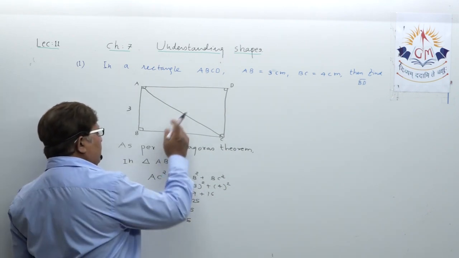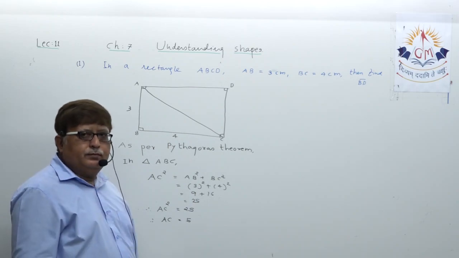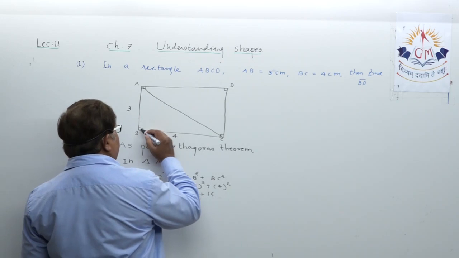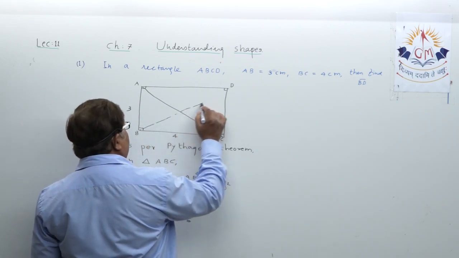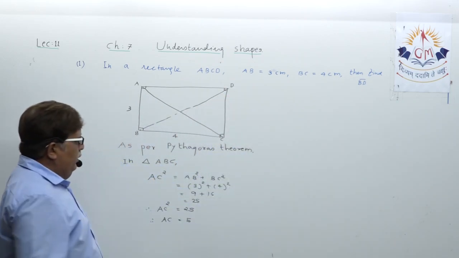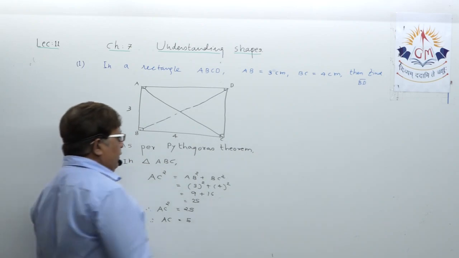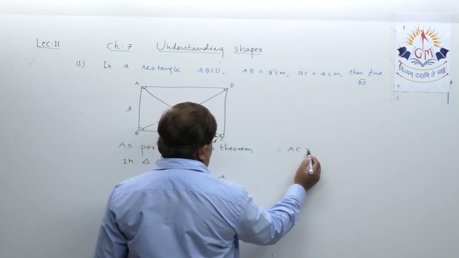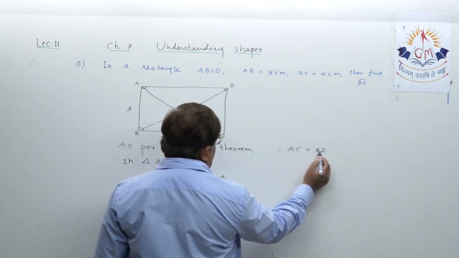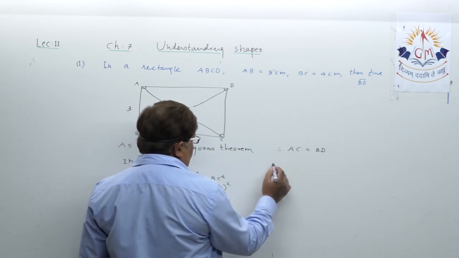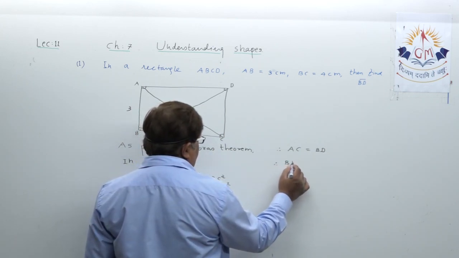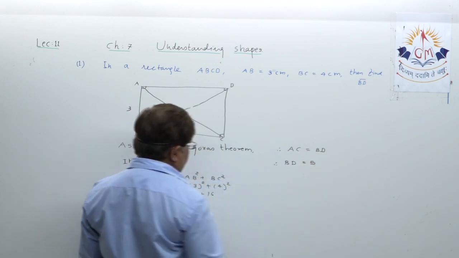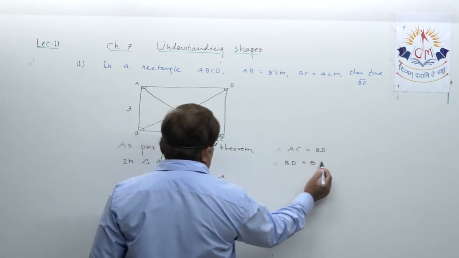But once you got AC, that means you got BD. Now you just join this. You all know that diagonals of a rectangle are equal. You can mention that AC equal to BD because you already proved this fact. So BD equals 5. You got it? 5 centimeter. Okay.